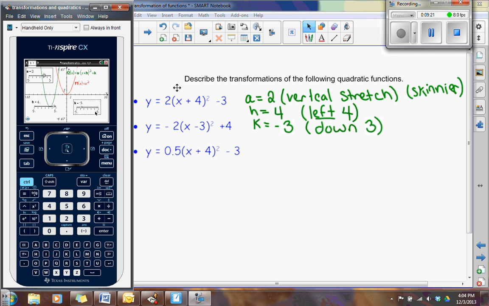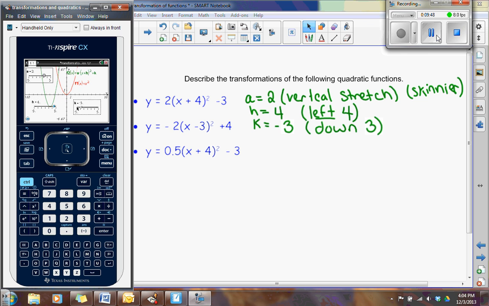We can see that a is 2, so our function is graphed here, this green one. Our function is stretched vertically, it's skinnier. h is equal to a positive 4, which means the function moved left 4. You can see it moved left when h is positive. And k is -3, so you can see the function, the vertex, moved down 3. So the vertex essentially moved left 4 and down 3.